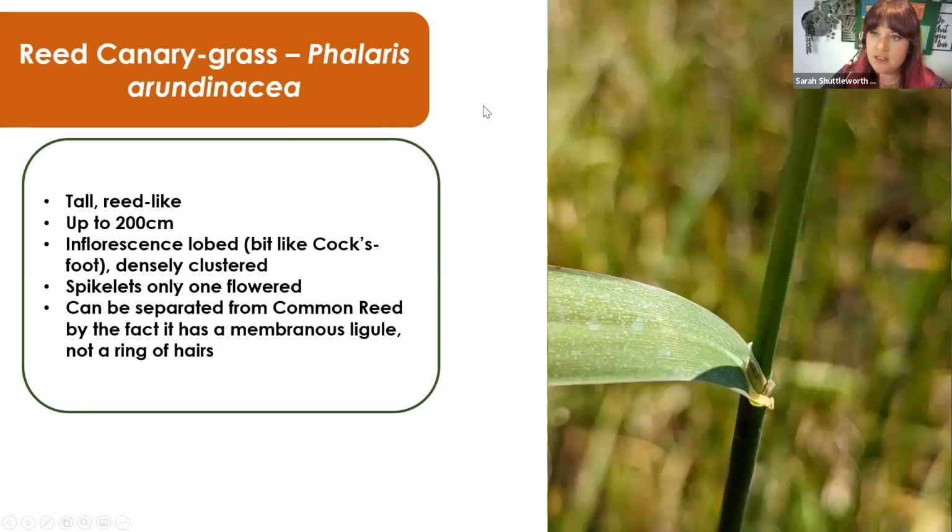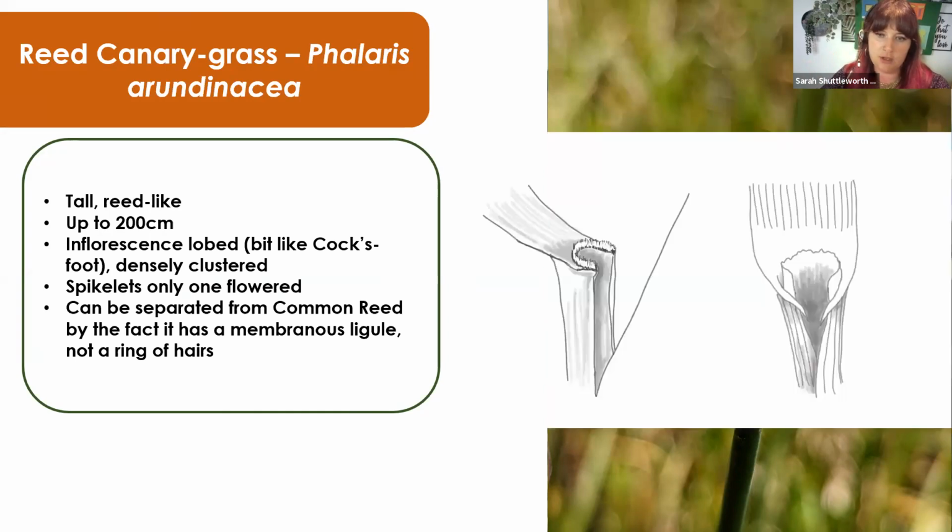But the reason that it's quite useful to know that you can separate it from common reed is the fact that it has a membranous ligule and not a ring of hairs. So Phragmites, common reed, is one of the ones that has that lovely little ring of hairs as the ligule, whereas reed canary grass is more like other grasses and has that membranous ligule.